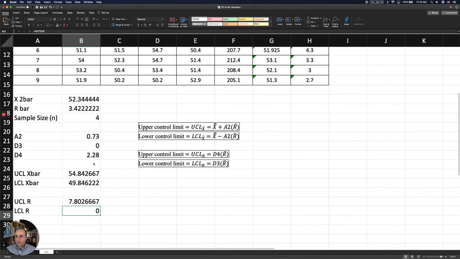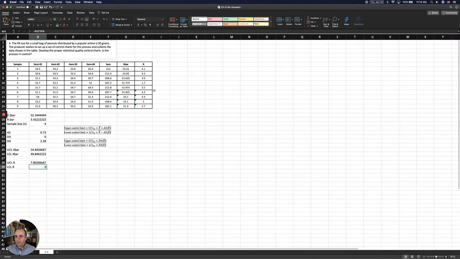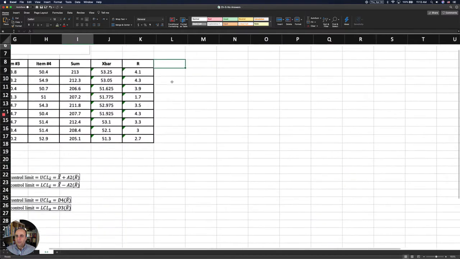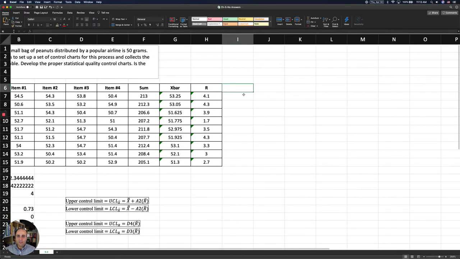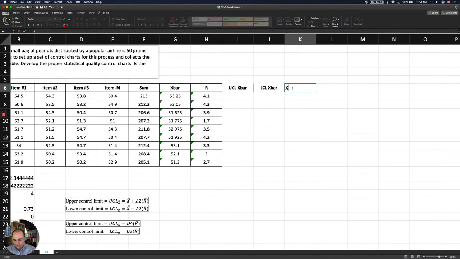Next thing that I need to do is to build the actual charts. Okay, so what I need to do is to build three columns here for X bar and build three columns for the R chart. So first I need UCL X bar, then I need LCL X bar, and then I need X double bar. These are basically the three lines again, just the same way that we built our chart for the P chart in the previous question.